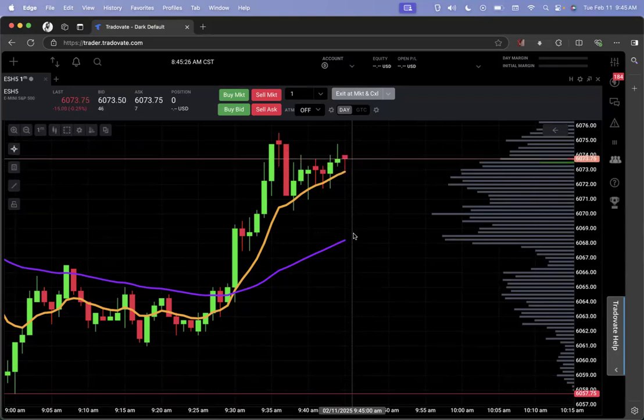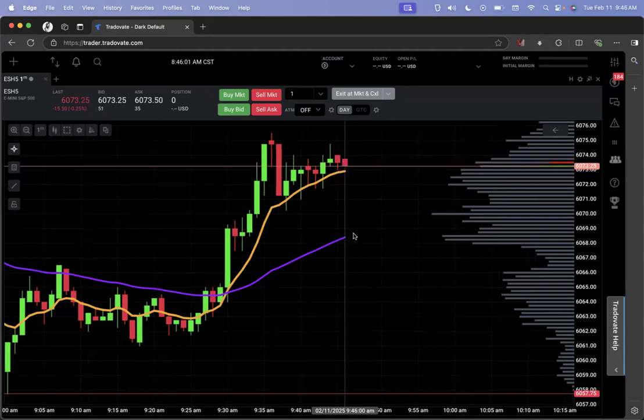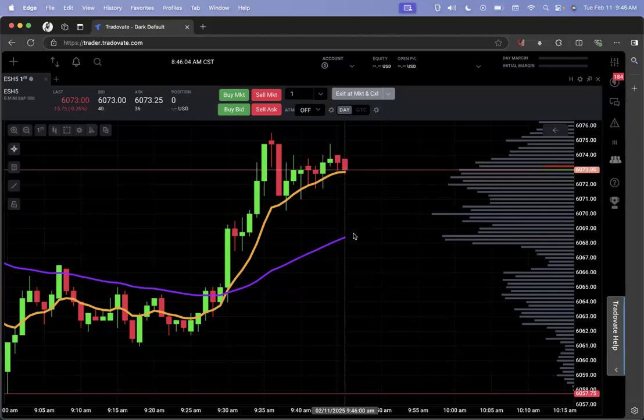I think we're gonna go inverse H, just the way we're holding that 9 MA. I think we're gonna go upside here. Still spectating here.